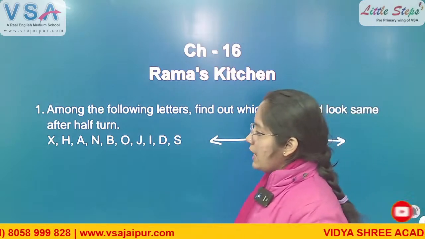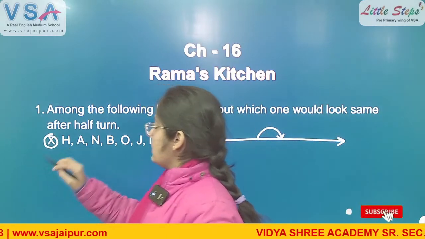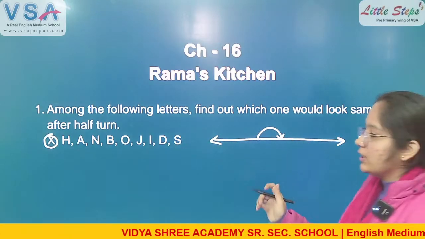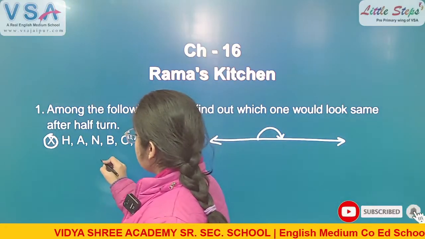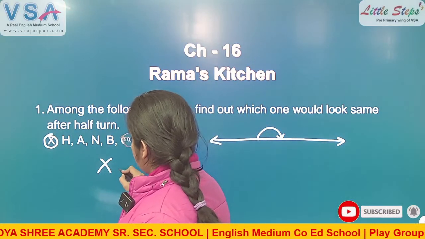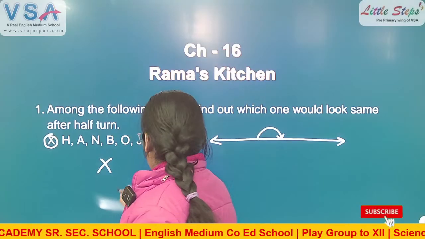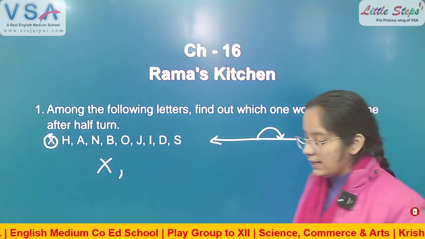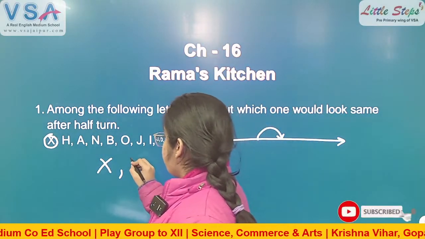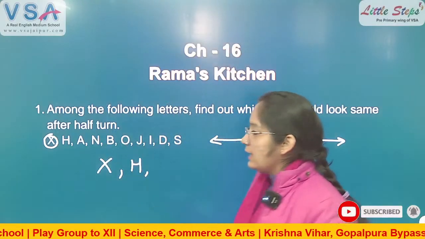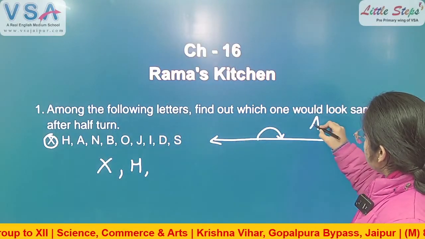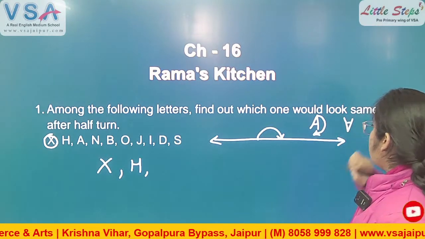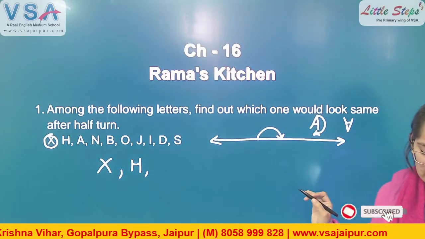So first we have X. If we rotate this X from its original position by a half turn, it will simply remain the same. Next, H. If we rotate H, it will also remain the same. But if we rotate A, see, this is A, and we rotate it this much, it will turn like this. Is it the same? It is not the same.